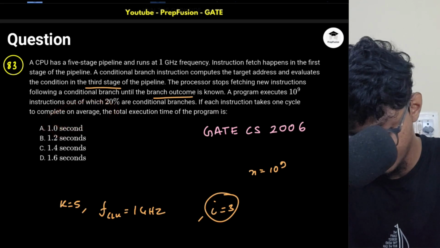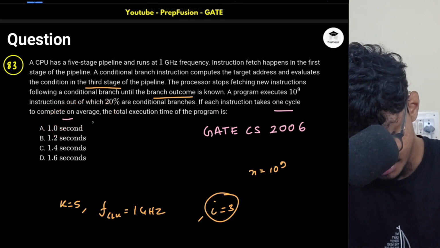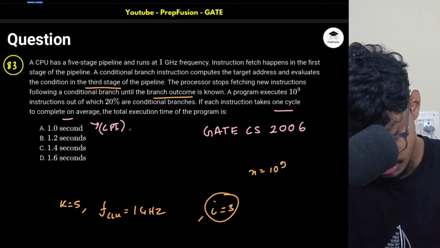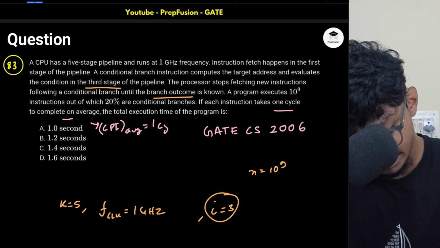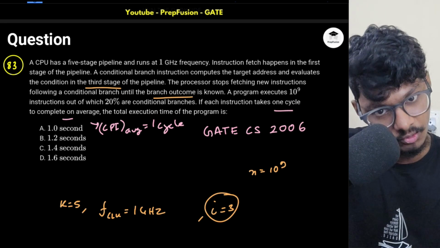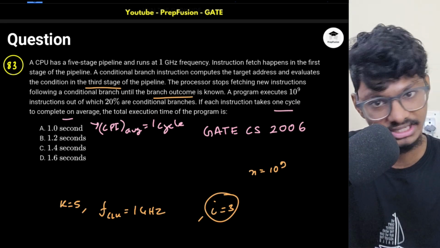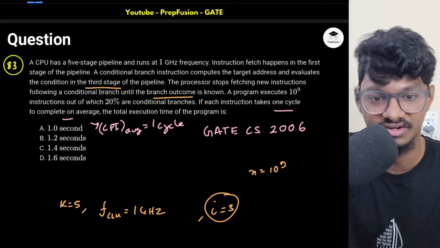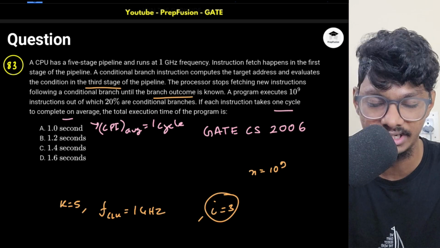Next, they are telling me that each instruction takes 1 cycle to complete on average. So basically they have given me the average CPI. I already know this: in a pipeline, each new instruction takes only one cycle to complete, because the pipeline is already filled and n is very, very much higher than 1. Even though they are telling me, I already know this.